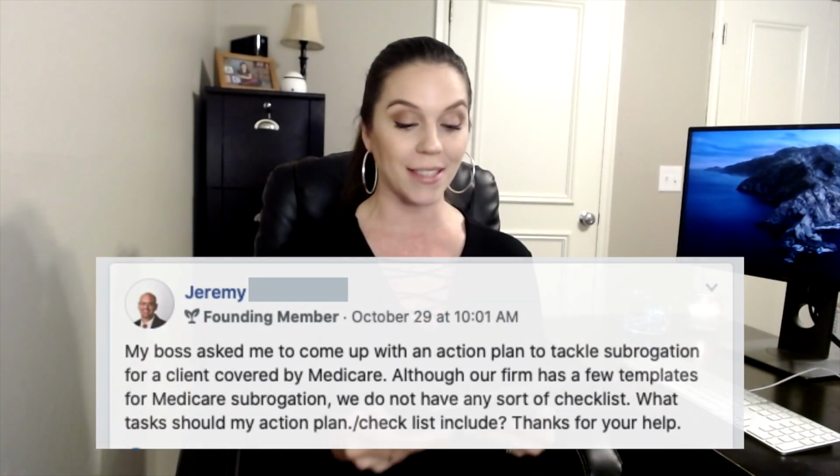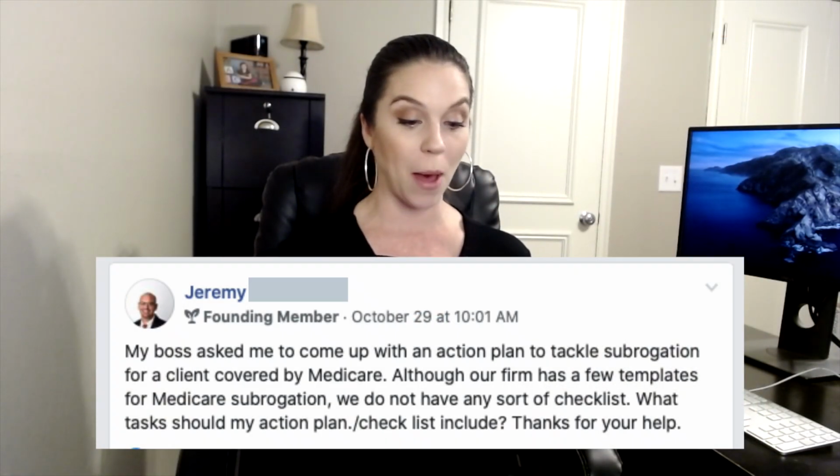A client and member asked: my boss asked me to come up with an action plan to tackle subrogation for a client covered by Medicare. Sticky situation. Although our firm has a few templates for Medicare subrogation, we do not have any sort of checklist. Big issue for a lot of people. There's a lot to cover with subrogation, so having a checklist is awesome to have on hand. What tasks should my action plan checklist include? Thanks for your help. Awesome question, Jeremy, and you have inspired today's video.